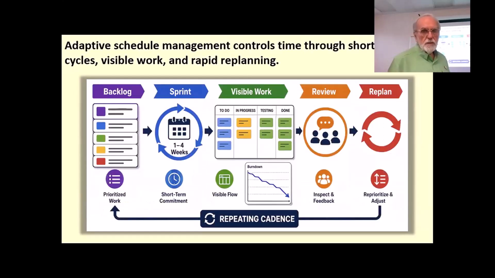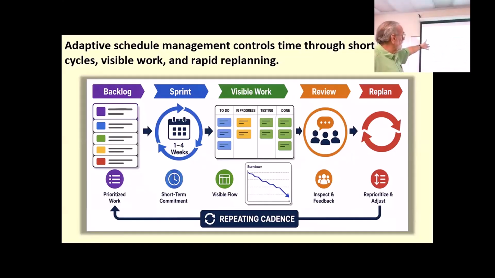Adaptive schedule management. We're talking about adaptive schedule management controls time through short cycles, visible work, and rapid replanning. So now we're talking a little bit here about the adaptive project management model. I'm showing a Scrum. But we have a backlog, which is essentially the scope of an adaptive project. The sprint is sort of the execution mechanism. It's an iteration, essentially. They just call it a sprint.